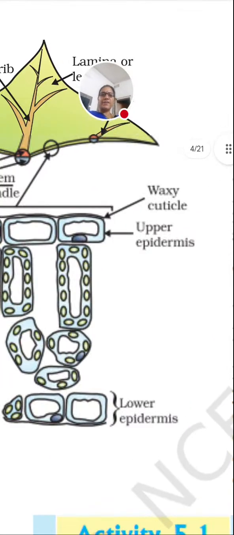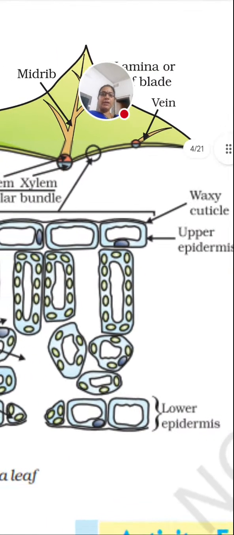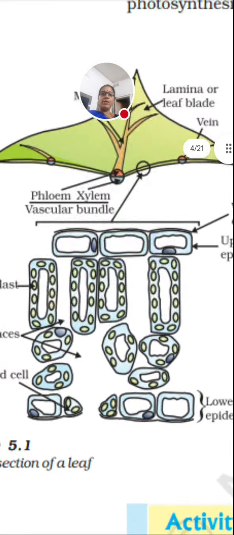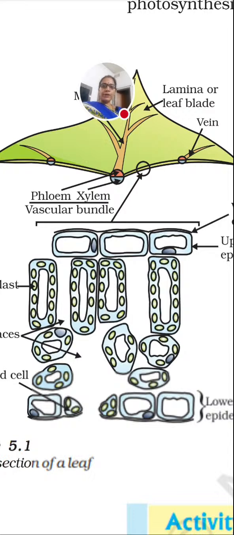You can see here the waxy layer, the waxy cuticle. What is the function of the cuticle? The cuticle prevents the leaf from bacterial infection, and moreover transpiration can be avoided. Or if water is falling on that, the leaf will not get spoiled. So these are the functions of the cuticle.